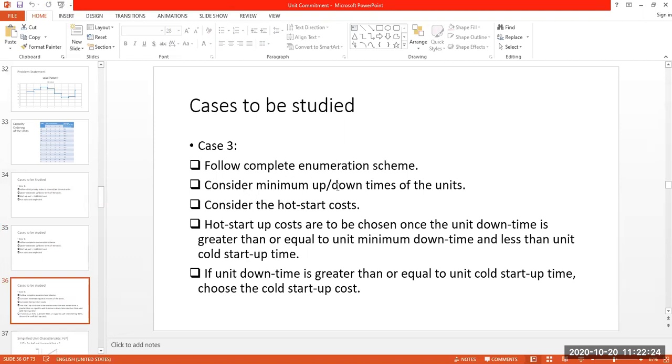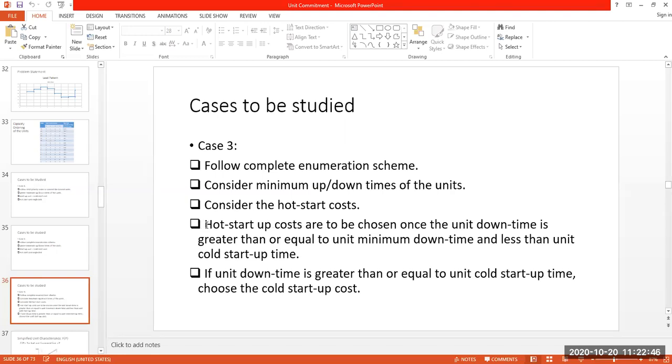Now you consider the uptime and downtime. You also consider the hot start cost. That means besides the cold start cost, you also consider the hot start costs. When do you consider the hot start cost? There are some lines you can go through, but these things will be clearer when we take the example, with some numerical values.